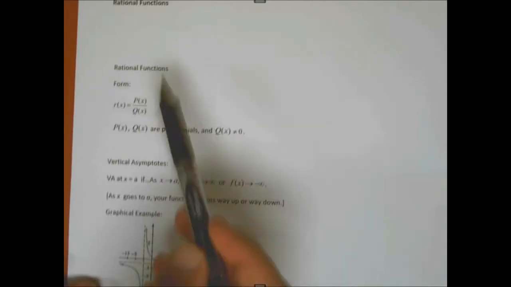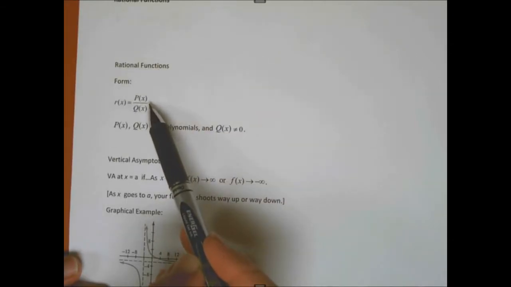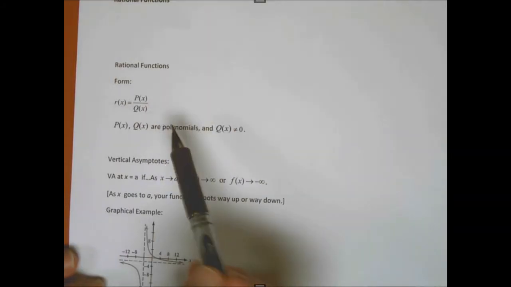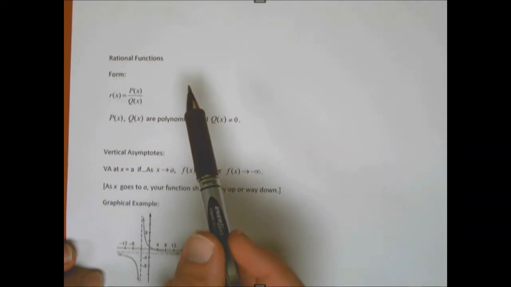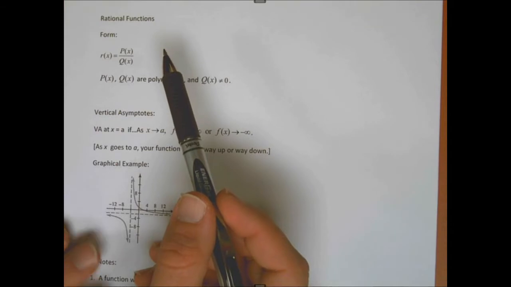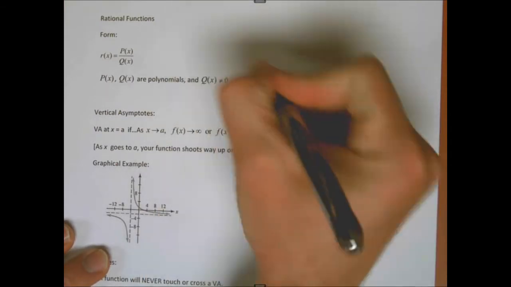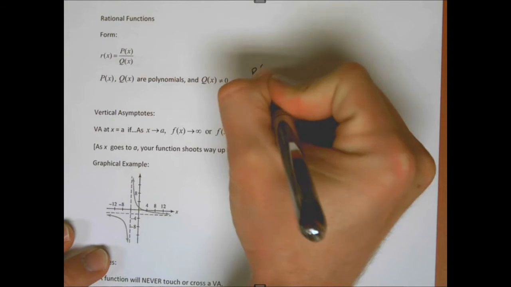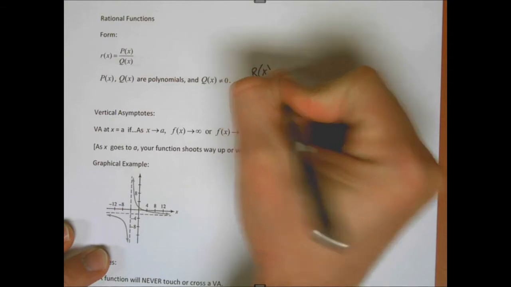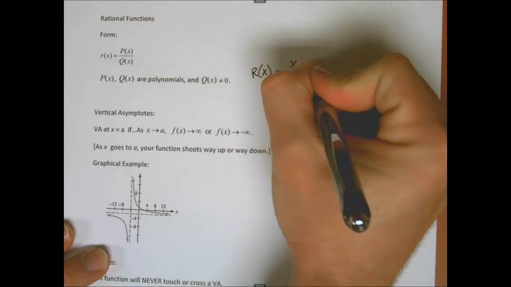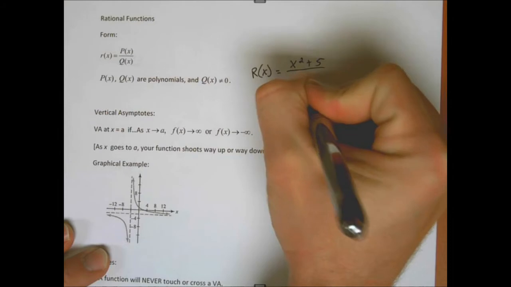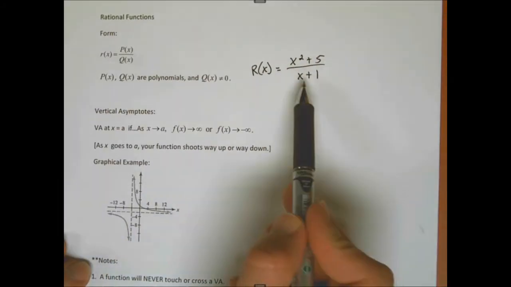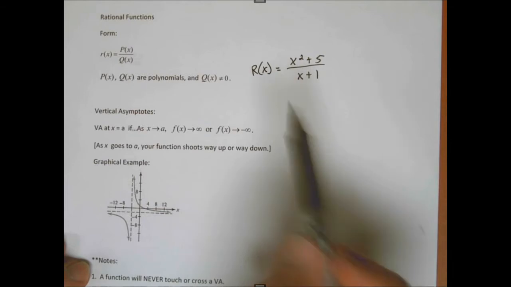It is any function that can be written in this form with p of x over q of x, where p and q are polynomials. So in other words, it's just any function where there's some kind of variable expression on the bottom of the fraction. So we could just make one up right here. I don't know why I used r of x, but r of x would be like x squared plus 5 over x plus 1. So this is an example of a rational function. We have this variable in the denominator.